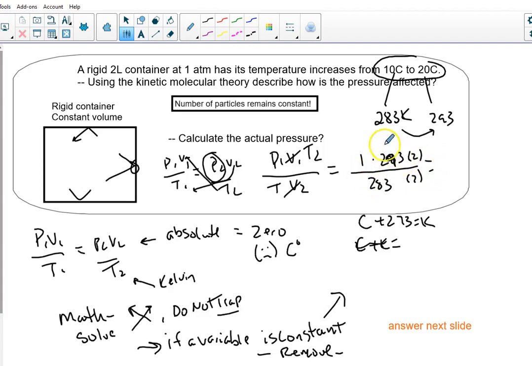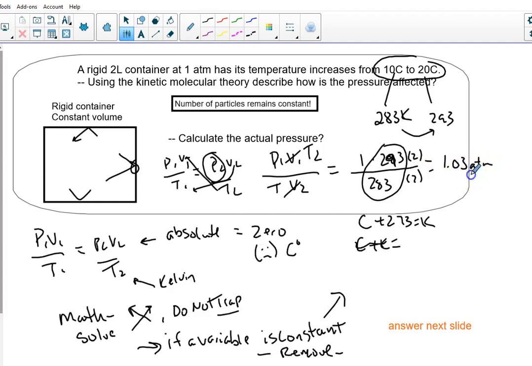Alright, so you notice this is just a ratio, a percentage of the change in pressure. So 293 divided by 283, we should predict a higher pressure, and obviously it should be a little bit bigger. So this ratio really is 1.03, so just a little bit, times 1 atmosphere. So this is going to be 1.03 atmospheres.